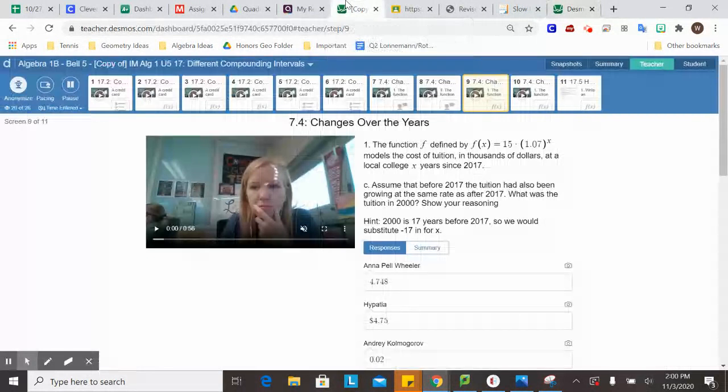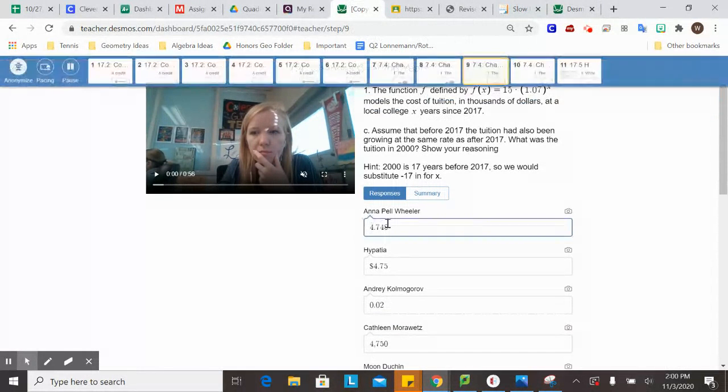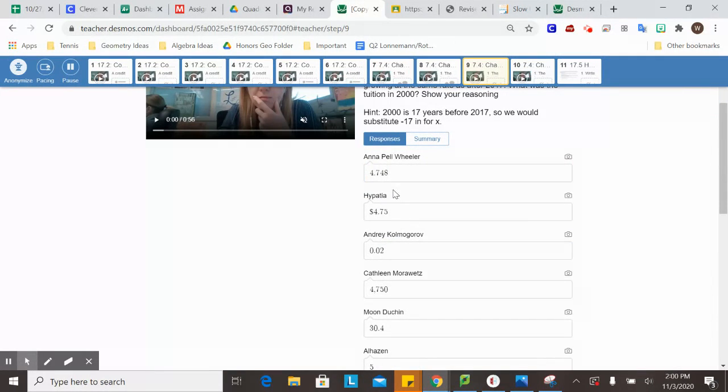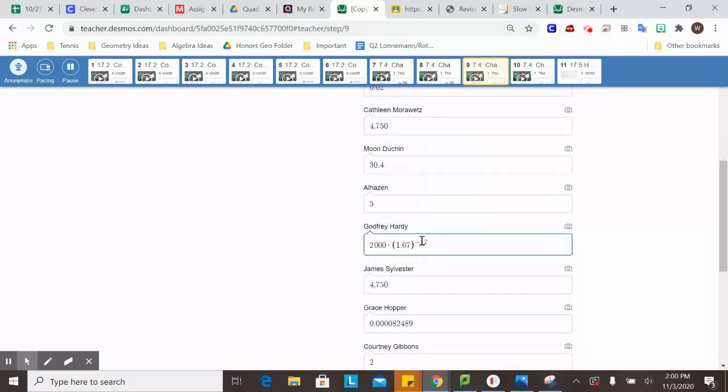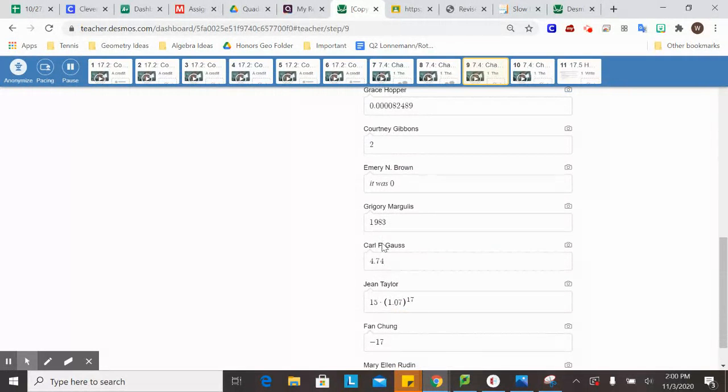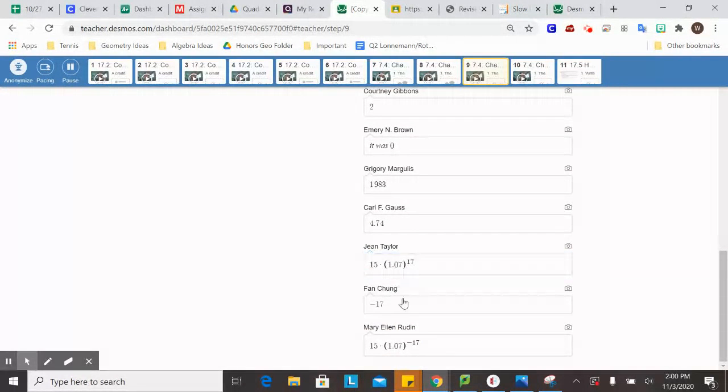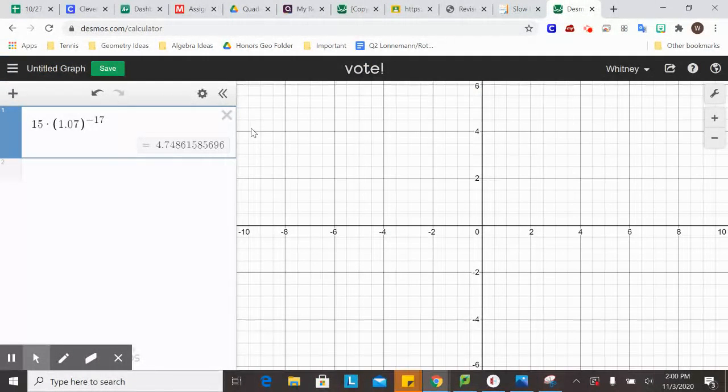And remember, that's in thousands. So those of us that did put 4.75, clearly you did use Desmos, which is awesome. This answer is actually the most correct because it is in thousands. So it'd be 4,750. This one is good, except instead of 2000, it should be 1000. So some of us did understand it well. Just make sure you are putting it in Desmos like I did here. I replaced the x with negative 17.